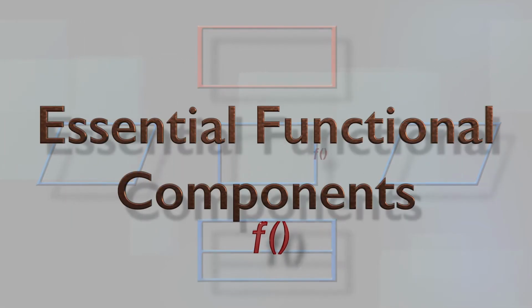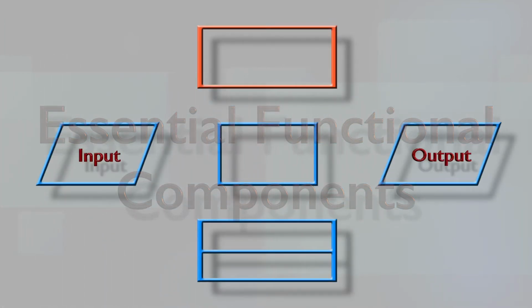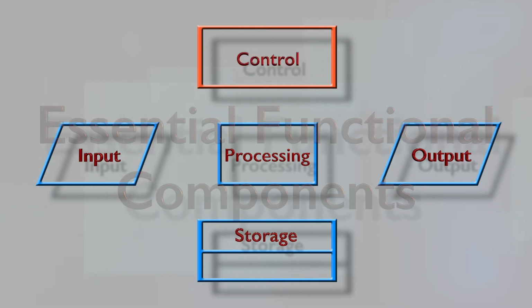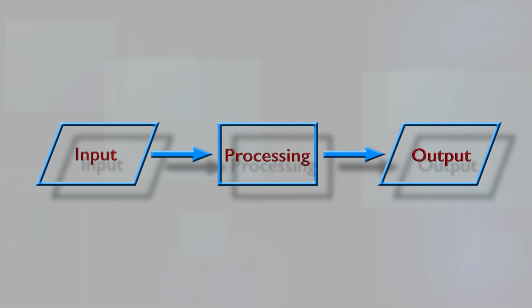The essential primary functional components of a computer are input, output, processing, information storage and retrieval, and control. These functions operate in a specific sequence and require a controlled capture and release of information to yield the required results. The core functions are input, processing, and output.